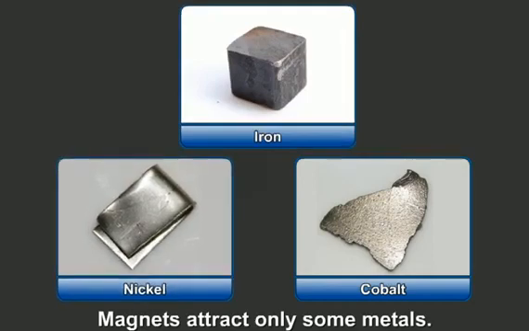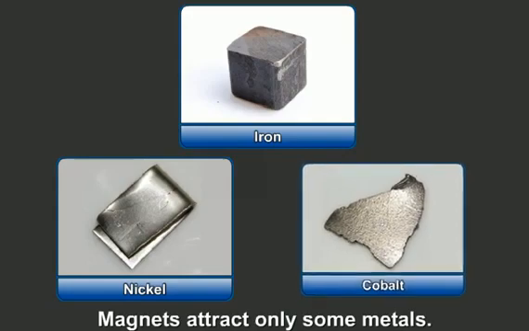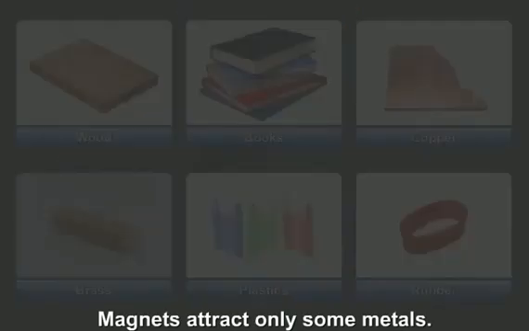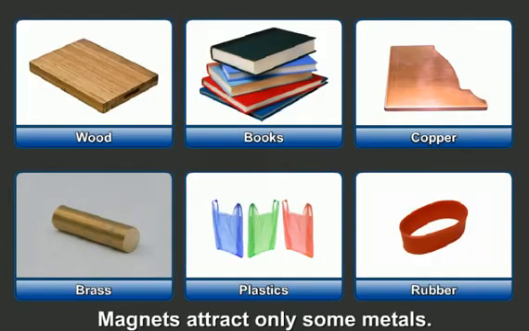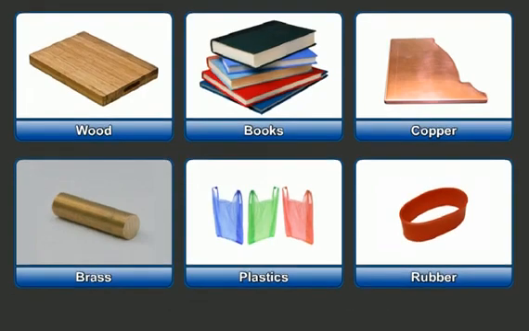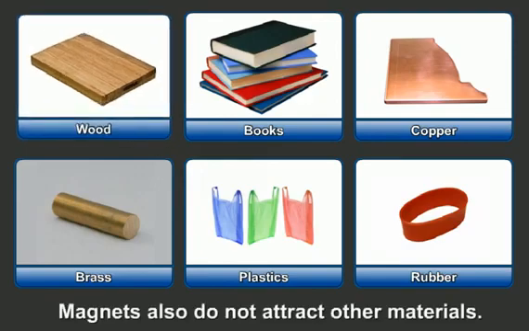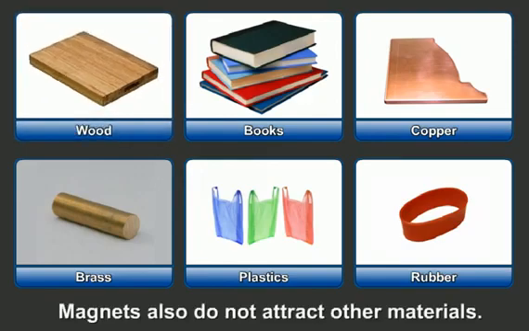nickel, and cobalt. Magnets do not attract other metals. Magnets also do not attract other materials like wood, books, copper, brass, plastics, rubber, and so on.